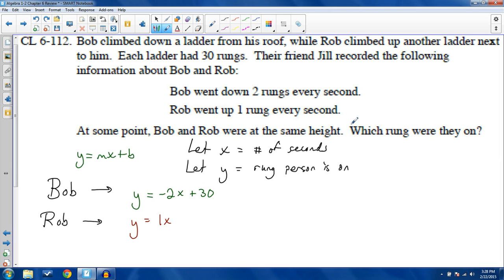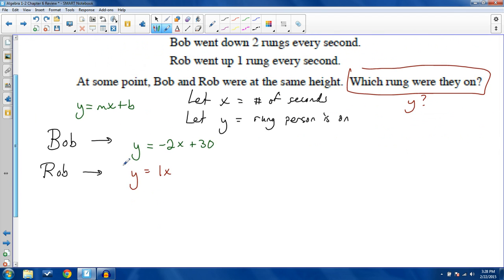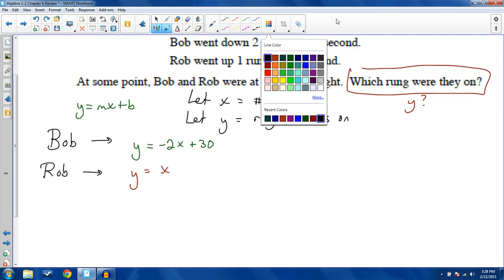Which rung were they on? You have to answer the question. We need to say solve for y. In order to solve for y, it might help to solve for x first. Now, in this case, y equals x, so it's also good to do that as well. Instead of writing 1x, I'll just write x. Now that you know how it's set up, equal values method. Y equals this, y equals that. Set them equal to each other.